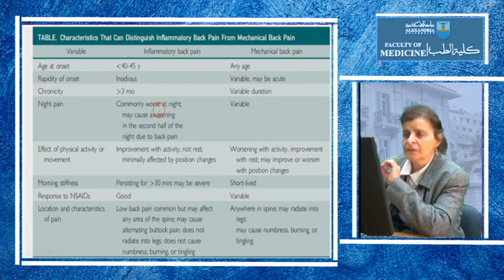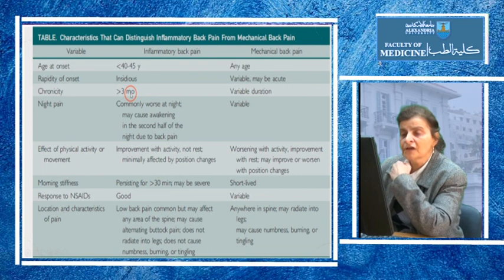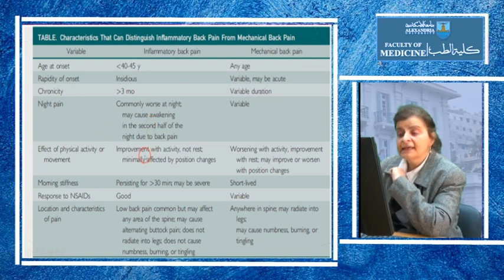So if you want to recapitulate on the differences between inflammatory and mechanical back pain, we should always think of this table. Age of onset: young versus older. Rapidity of onset: here it's insidious. Chronicity: it's very important that not any low back pain will be inflammatory back pain. It has to be for a period of more than or equal to 3 months. As I said, nocturnal pain is common. Exercise improves the pain, rest aggravates it.